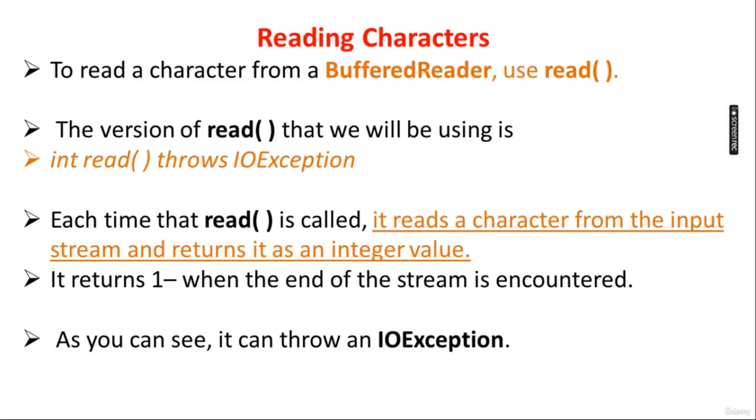Okay. Then reading characters. To read a character from a BufferedReader, use the read method. The version of read that we will be using is int read() throws IOException. Each time read is called, it reads a character from the input stream and returns it as an integer value. Okay. So this version of read will throw the IOException. An IOException is thrown when there is an error while reading from the input or output device. And each time it is called, it reads a character from the input and returns an integer value.